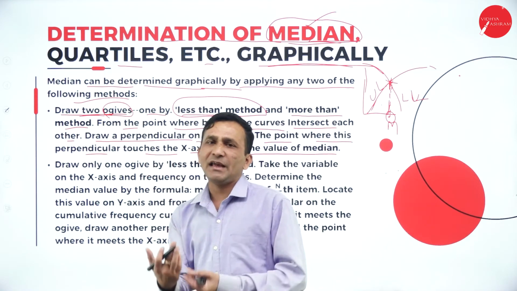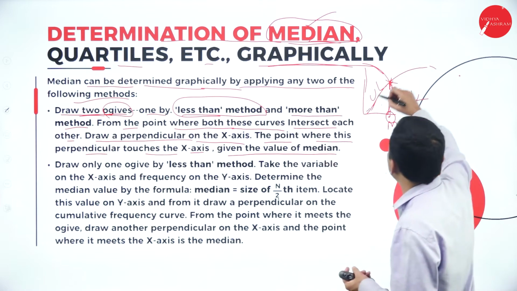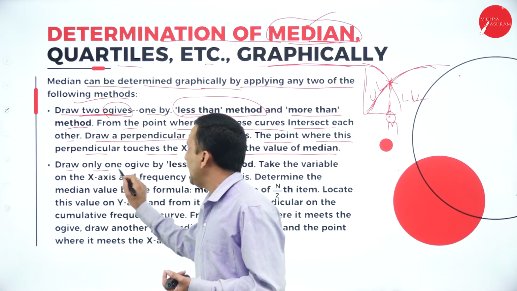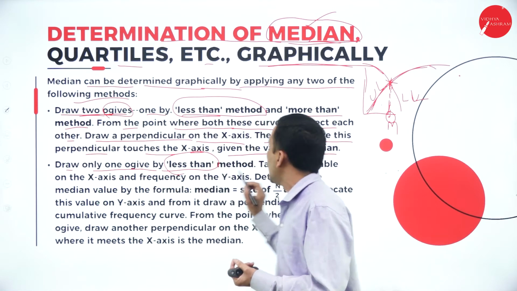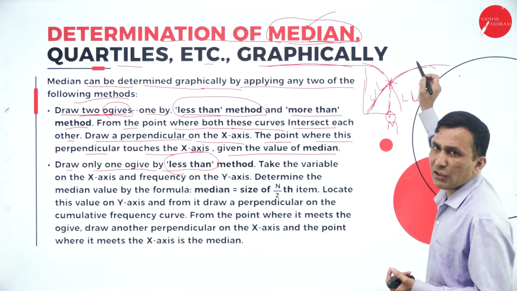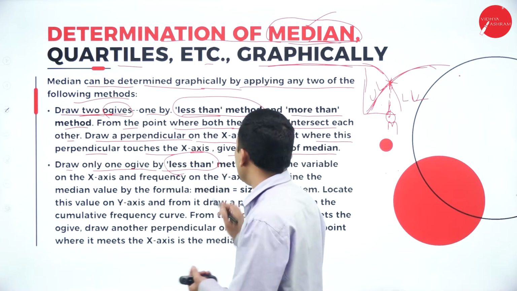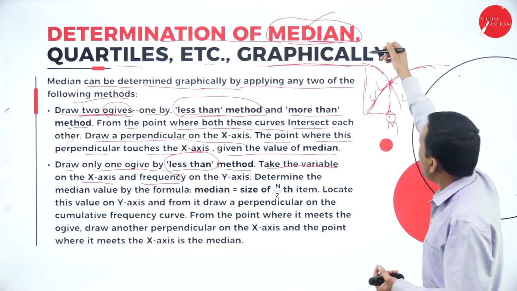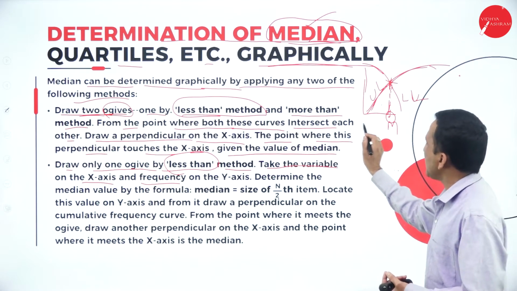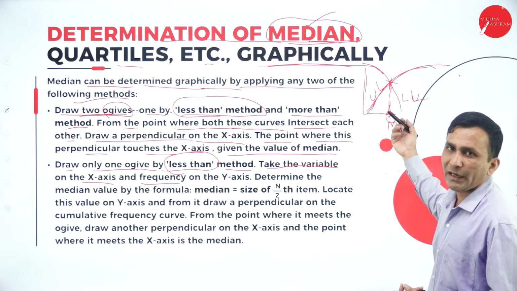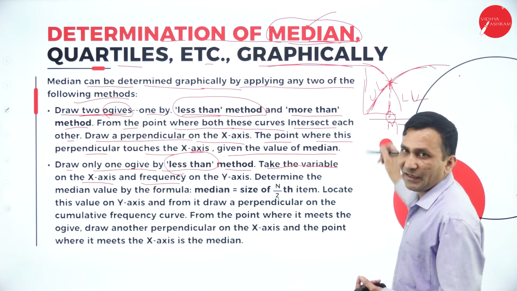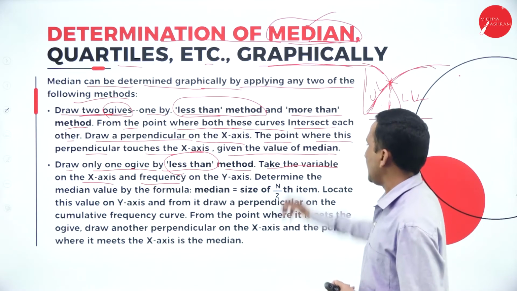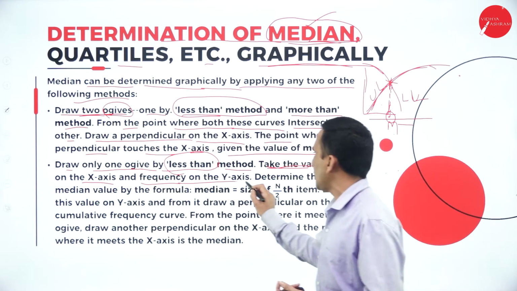Now we can do it directly using only the less than graph. How? In the less than method, draw only one ogive. We don't want the more than. With the help of less than also we can locate the median value. Take the variable, income, on the x-axis and the frequency, whatever observations are given, on the y-axis.